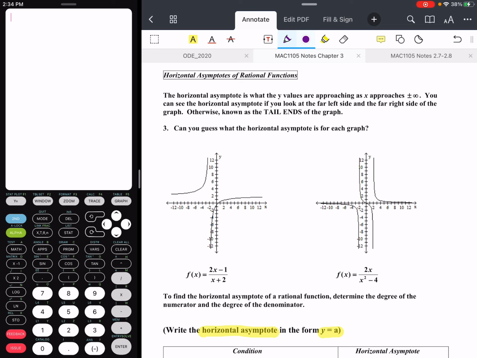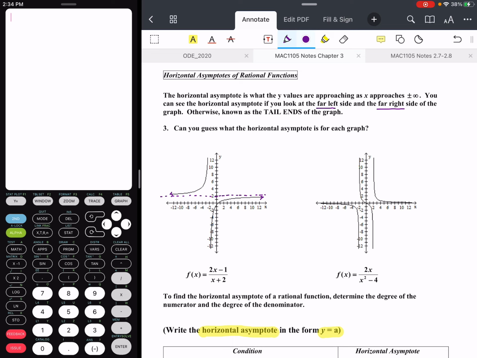Okay, so looking at the graph for number 3, it says we can identify horizontal asymptotes if you look at the far left side and the far right side of the graph, otherwise known as the tail ends of the graph. So just visually, can we guess what the horizontal asymptote is for each graph? All right, so looking at this graph on the left, as I go to the far left of my graph, I can see that my graph is kind of petering out, and it looks like it's leveling off around a height of maybe 2, and then same thing as I go out to the right.